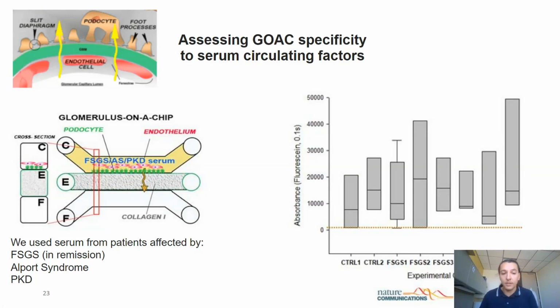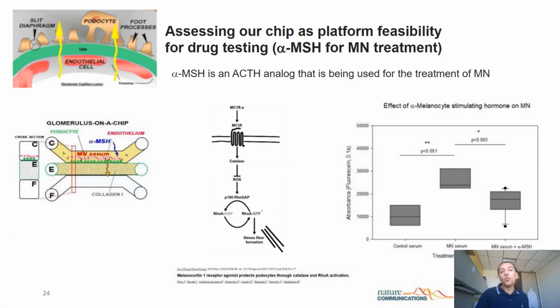We also wanted to confirm that our system was potentially useful for drug testing, in particular in the preclinical environment. And so we decided to test alpha MSH, that is an ACTH analog that is being used for the treatment of membranous nephropathy when corticosteroids are not efficient.